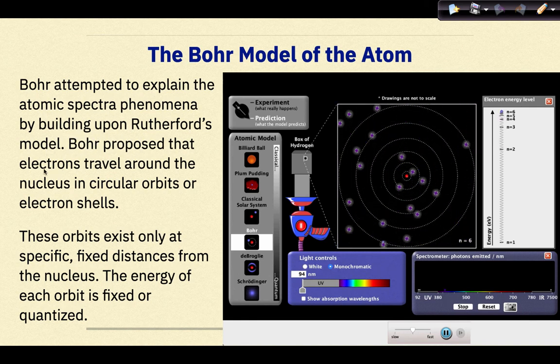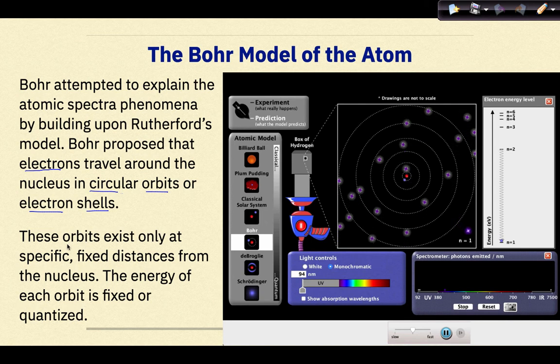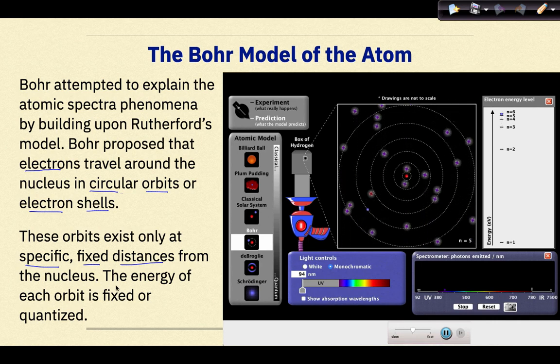Bohr proposed that electrons travel around the nucleus in circular orbits or electron shells. These orbits exist only at specific fixed distances from the nucleus. The energy of each orbit is fixed or quantized.